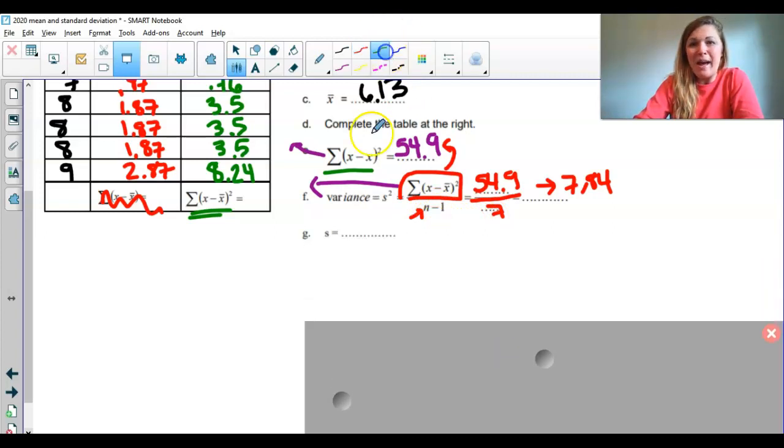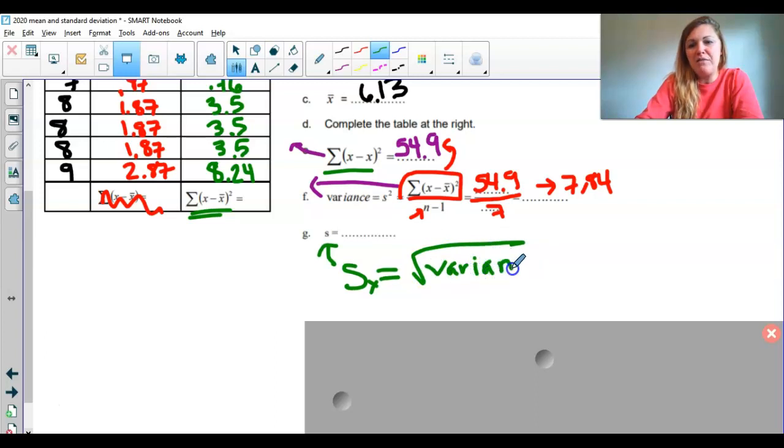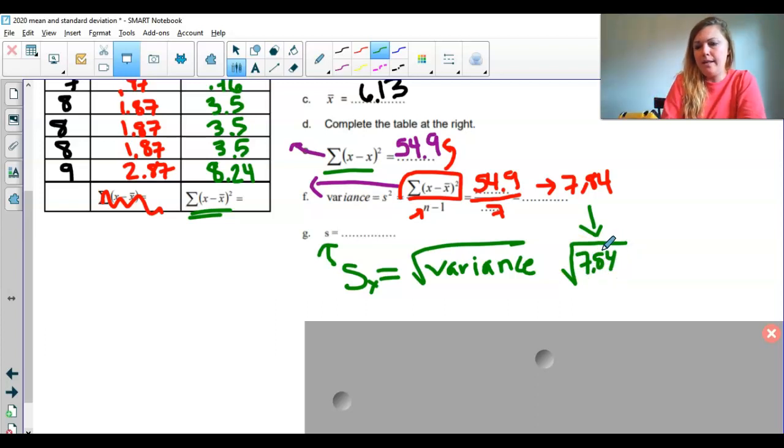Now, finally, we're at what we were waiting for, the standard deviation. Another way to write the standard deviation is S of x. And the standard deviation is equal to the square root of your variance, which we just found. Okay, our variance is 7.84. So what we're going to do is take the square root of that. When I put that in my calculator, 7.84, and I take the square root of it, I get a standard deviation of 2.8.